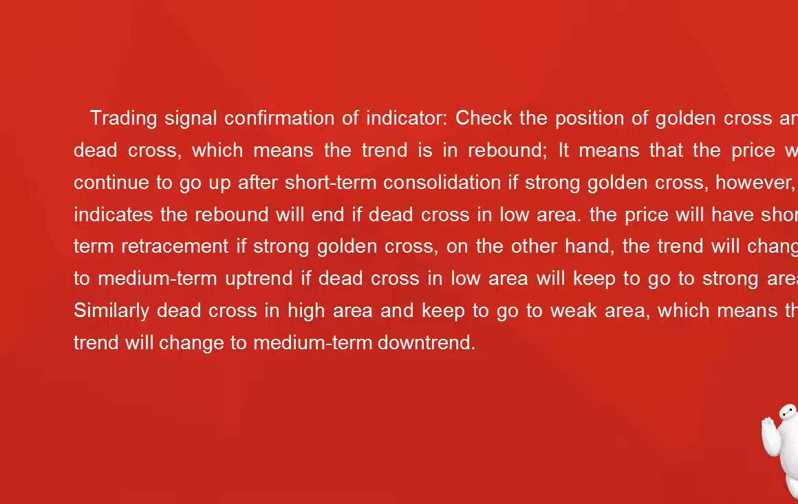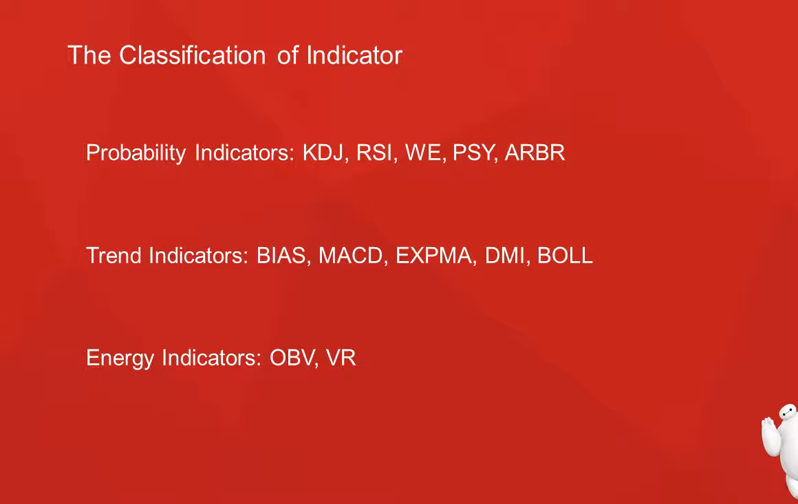The trading signal confirmation of indicators: check the position of the golden cross and dead cross. If the trend is overbought or in a rebound, a strong golden cross means the price will continue to go up after short-term consolidation. However, a dead cross in the low area indicates the rebound will end. The price will have a short-term retracement after a strong golden cross. On the other hand, if a dead cross in the low area keeps going to the strong area, the trend will change to a medium-term uptrend. Similarly, a dead cross in the high area that keeps going to the weak area means the trend will change to a medium-term downtrend. So these are some definitions.